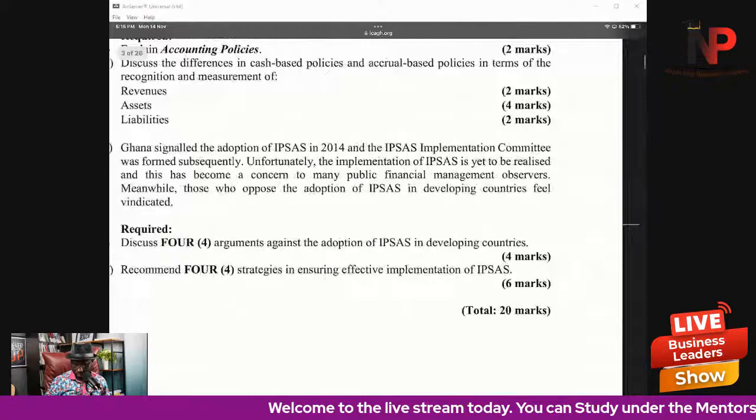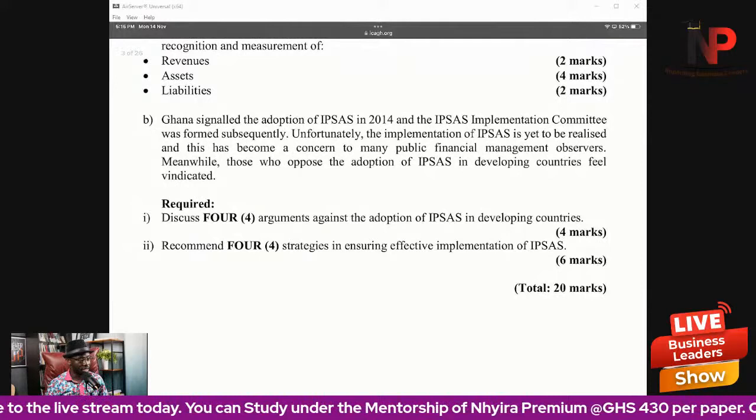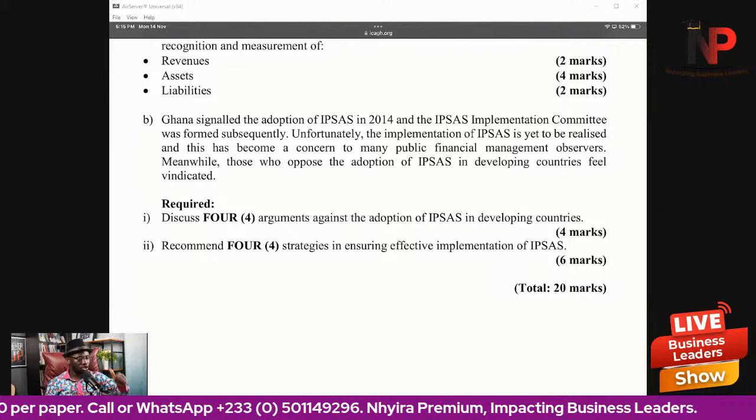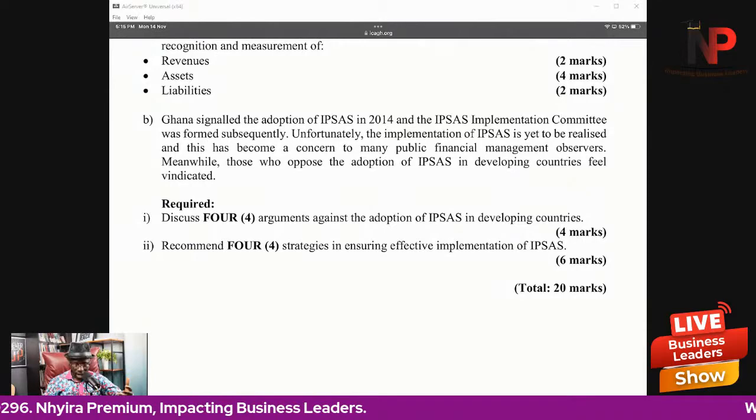Question 1BII. What is the question there? Recommend 4 strategies in ensuring effective implementation of IPSAS. What does that mean? You advise the entity. That's the key word we are using here.